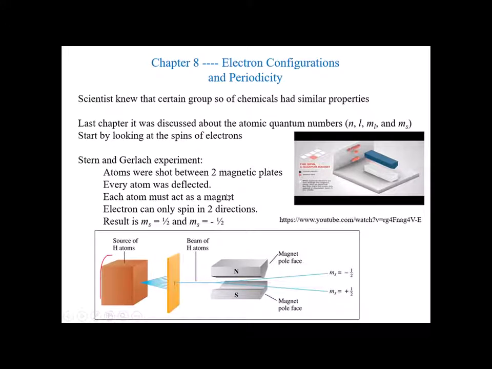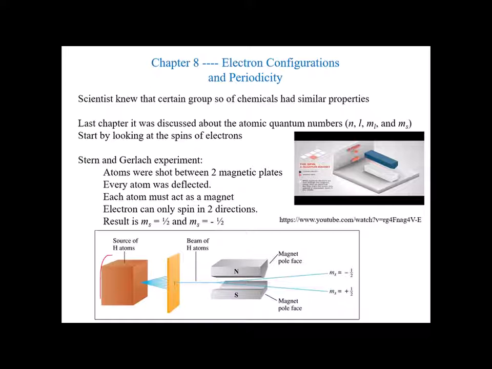Okay, so this is Chapter 8, Electron Configurations and Periodicity. From previous experiments, scientists knew that certain groups of elements had similar properties. That's how we came about the periodic table. The example is that when you put group 1 metals into water, you get an explosion.